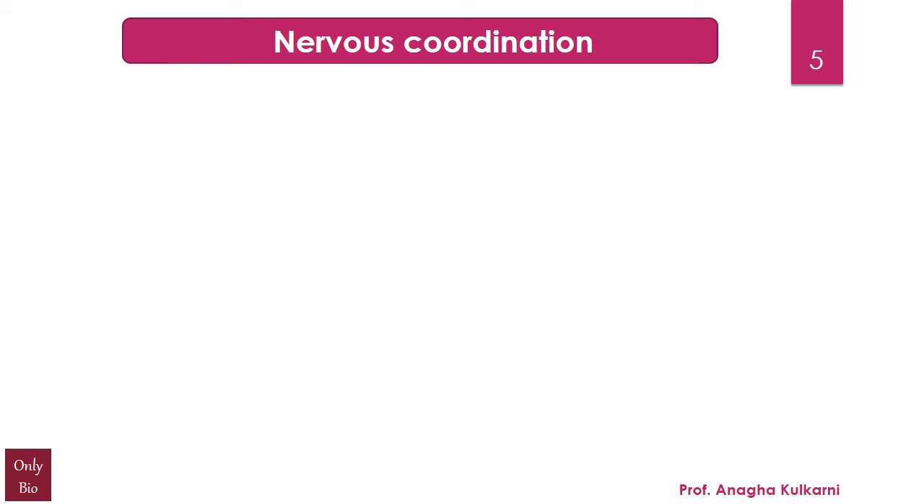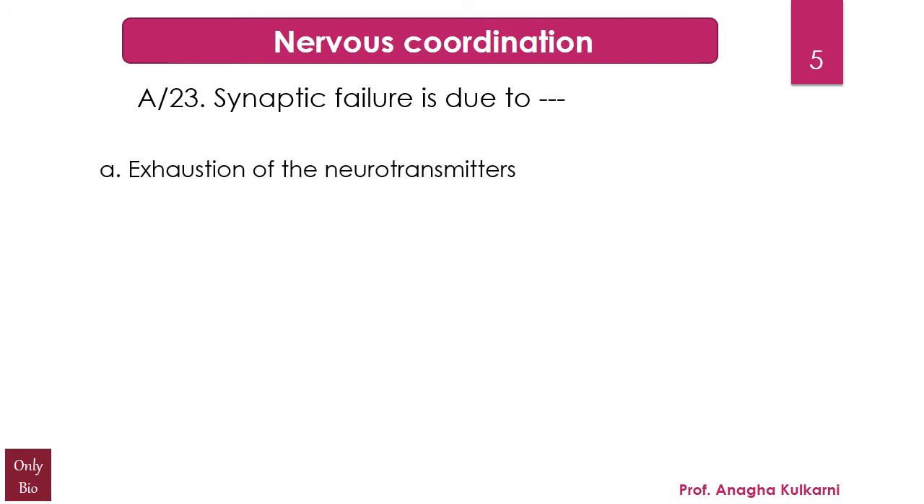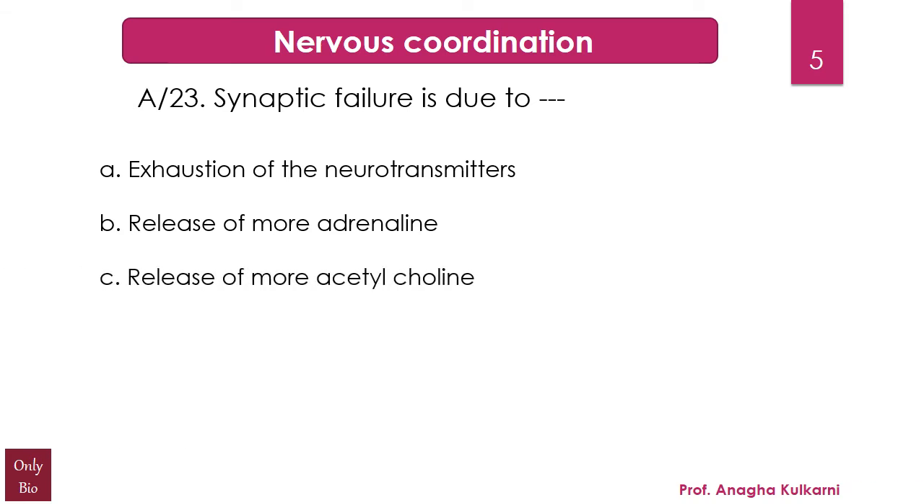This question relates with the chapter nervous coordination. The question is, synaptic failure is due to dash, and the options are A. Exhaustion of the neurotransmitters, B. Release of more adrenaline, C. Release of more acetylcholine, and D. All of these. And the correct answer for this question is A.